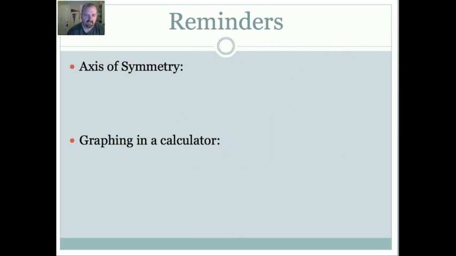A couple different reminders. Some of the things we talked about: the axis of symmetry. That is that line that we can fold over. That is that line of symmetry. And if you've forgotten, the formula for finding the axis of symmetry, if you have the equation, is x equals negative b over 2a. Also remember that the equation for a quadratic equation is y equals ax squared plus bx plus c. So that's where you get the a and b from, the opening coefficient and the middle coefficient.